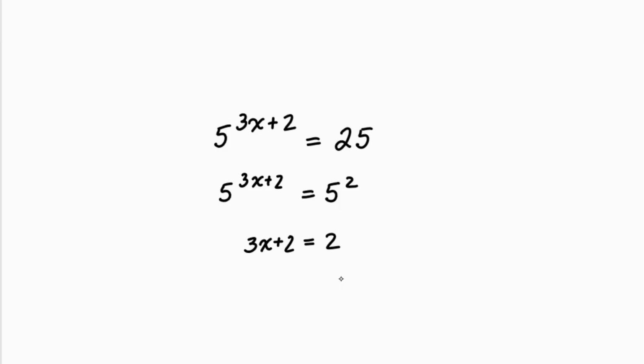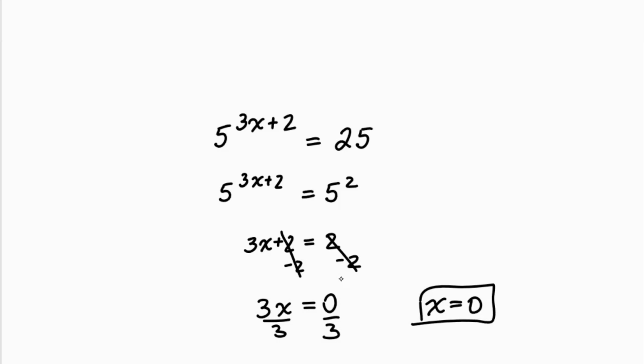And then we have a linear equation, and we can solve it for x. Subtract 2 from both sides. This will eliminate it here, and it will eliminate it here as well. So then we'll get 3x equals 0. And then divide by 3. x equals 0. We can always check by substituting. If we substitute x back into the left side, 5 to the power of 3 times 0 plus 2 is the same as 5 to the power of 2, 5 squared. So we have solved this equation correctly.